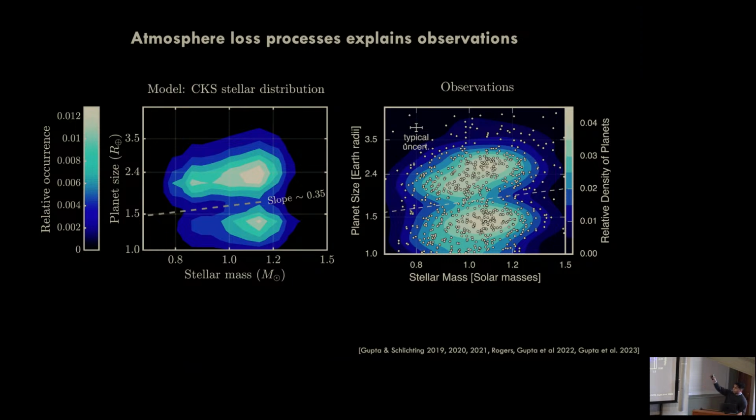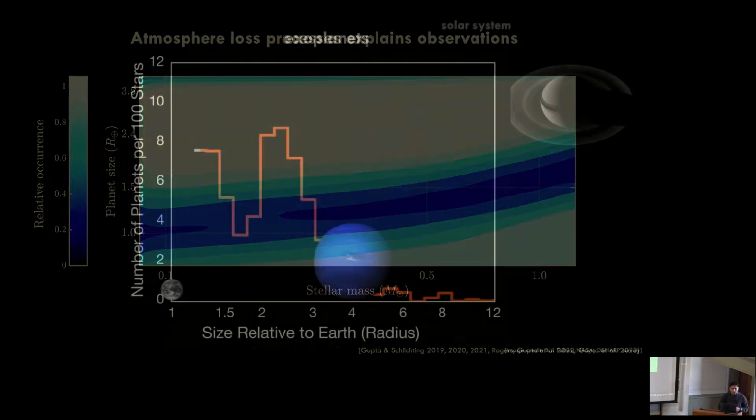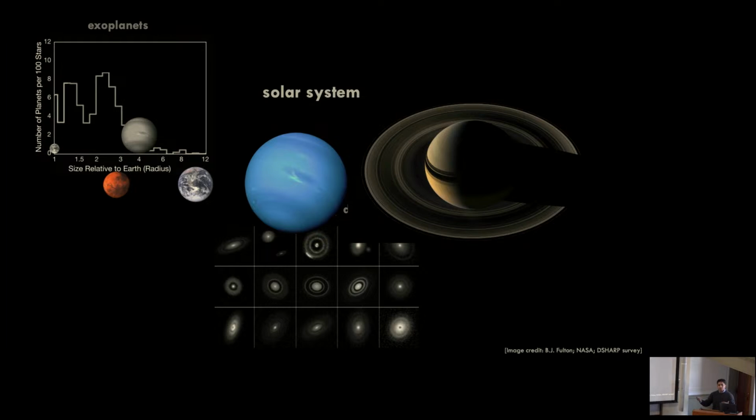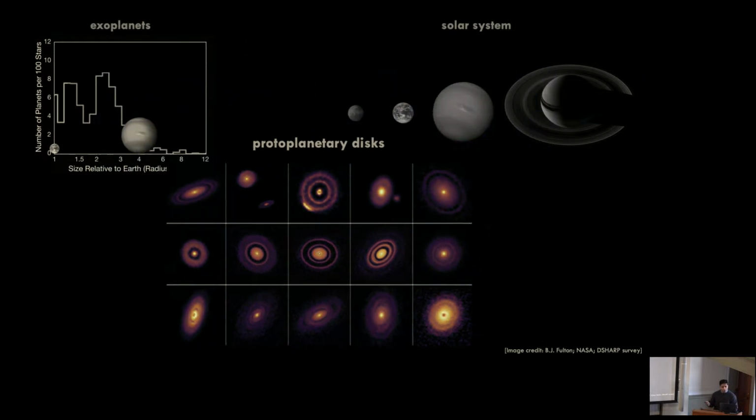So on the y-axis, we have planet size, on the x-axis, stellar mass. On the left-hand side, you have the model based on a particular atmosphere loss process. On the right-hand side, California Kepler Survey observations. Similarly, we can also make predictions about how things would be if you were looking at FGK stars and M dwarfs. And not just this, we also have evidence from our own solar system. And we also have protoplanetary disk observations showing us the same thing.